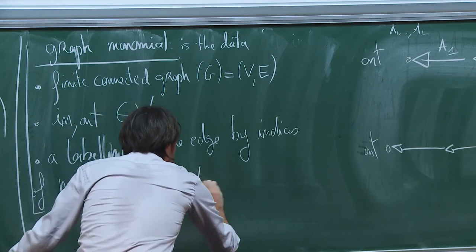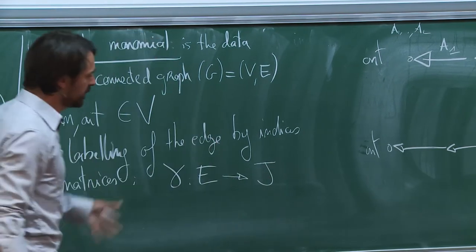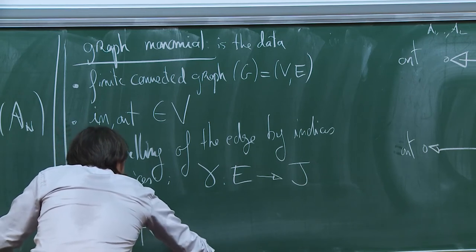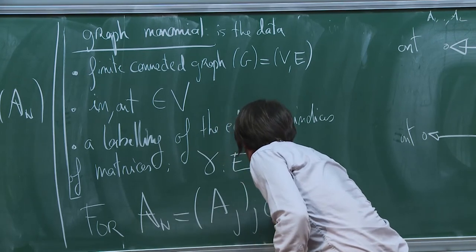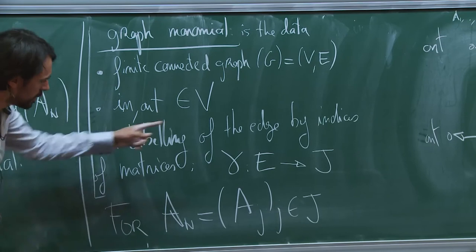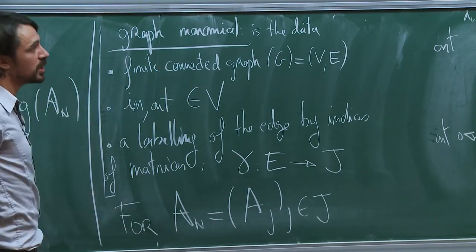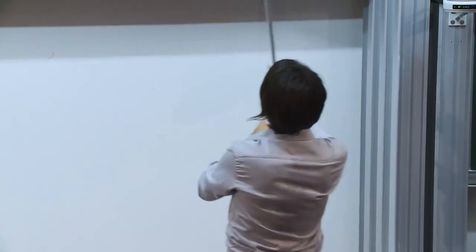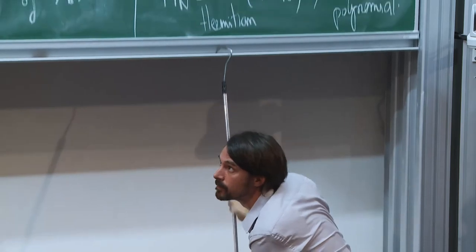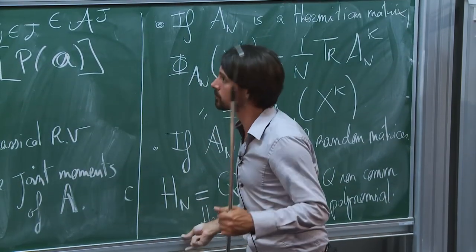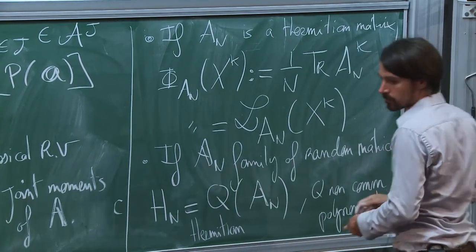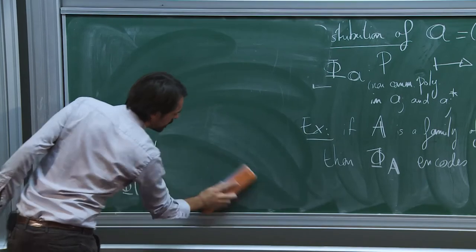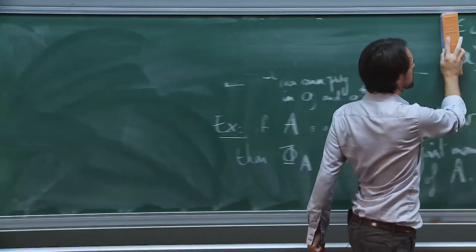So, which is just a map from the set of edges to an index set, J, given that we have in mind a family of matrices which is indexed by that set J. So this labeling tells me which matrix is associated to each edge. So now, how do we define a graph monomial applied to a family of matrices?